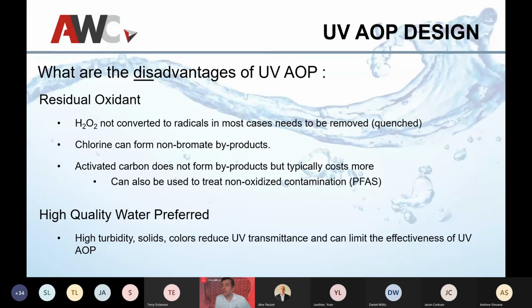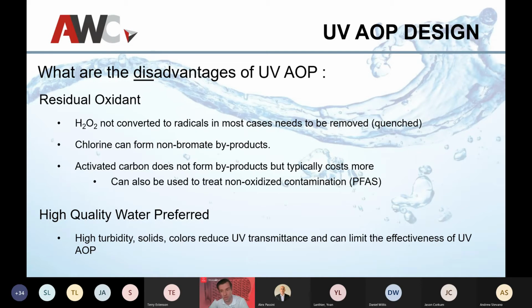Some of the inherent disadvantages of UV AOP, I'll cover a couple of these as well. First is that when you're using hydrogen peroxide, not all of it is converted into these hydroxyl radicals. Some of it remains after the UV system as a residual, and typically this residual needs to be removed from the water before it enters a distribution system of some kind. This is a process we call quenching.